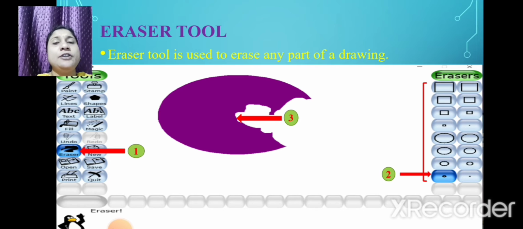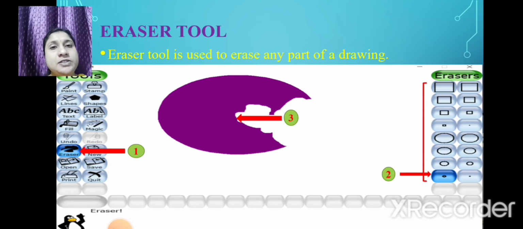For that you have to click on the eraser tool in the toolbar. In the toolbar there is an eraser, you have to click on that. When you click on the eraser, different shapes and sizes of eraser appear in the selector. You can click on any desired shape from the selector. Drag the mouse on that part of your drawing which you want to erase.